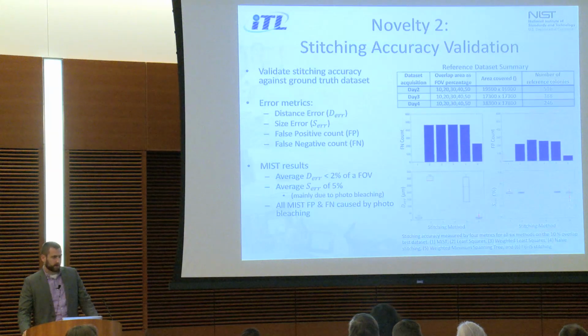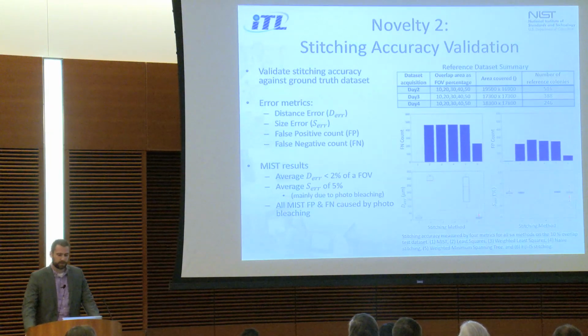Novelty 2, how to validate stitching accuracy. No single tool will work for all data sets. Therefore, we created a validation methodology outlining how to collect ground truth data and use it to evaluate a given stitching tool in order to determine which performs best for your test data. Stitching methods are evaluated using distance error, size error, false positive and false negative counts. The distance error is done by comparing ground truth intercolony distances to the stitched intercolony distances.